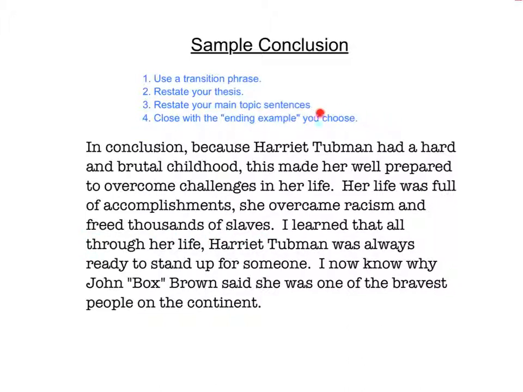I then ended with number 4, closed with my ending example that I chose, which was a personal comment. I learned that all through her life, Harriet Tubman was always ready to stand up for someone. I now know why John Brown said she was one of the bravest people on the continent. This is what your final conclusion should roughly look like when it is put into your Pages document, and it will go at the very end because this is the conclusion.